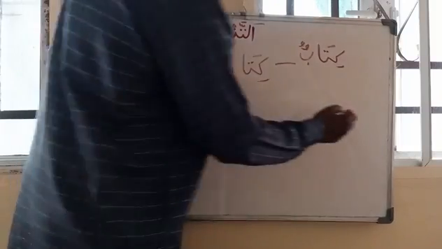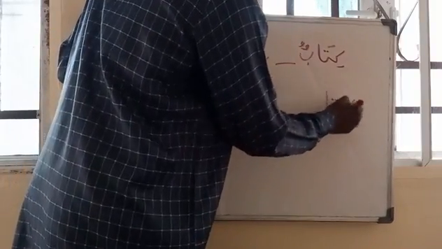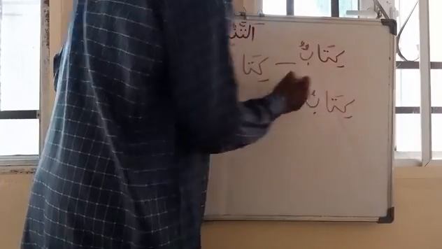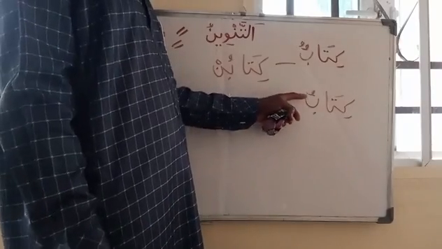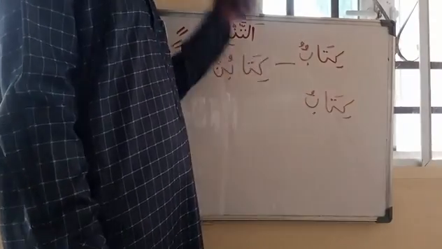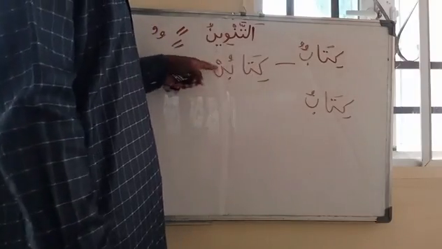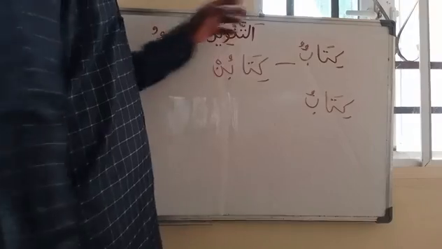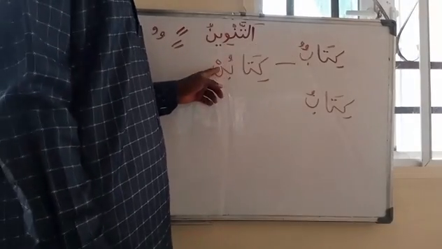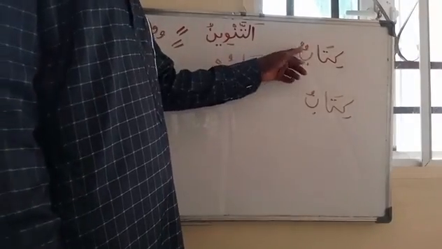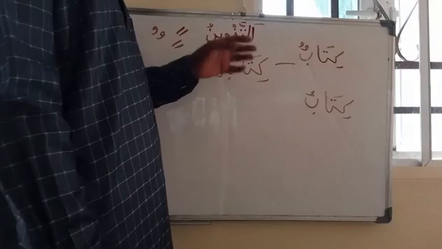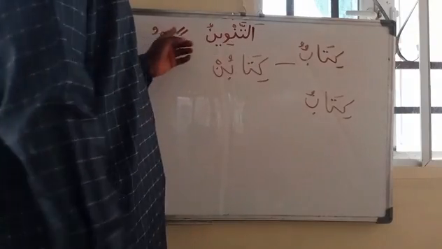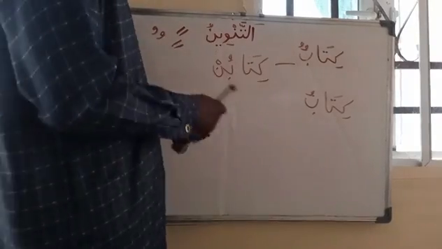This is quite different from if you have something like this. This is just kitabu, but this is kitabun. So you pronounce this as if you have a nun sakina. Definitely, it must be pronounced with nun. If it is a damma, it becomes un.